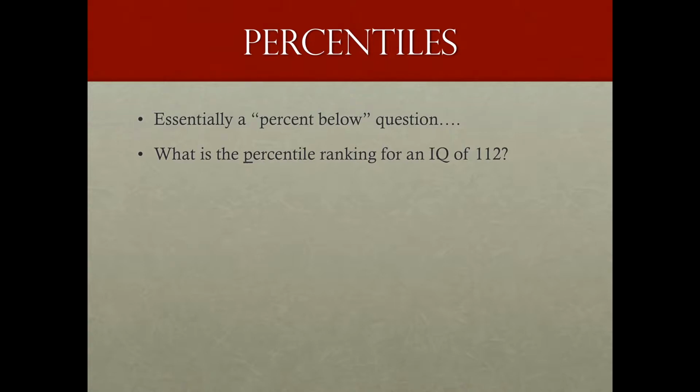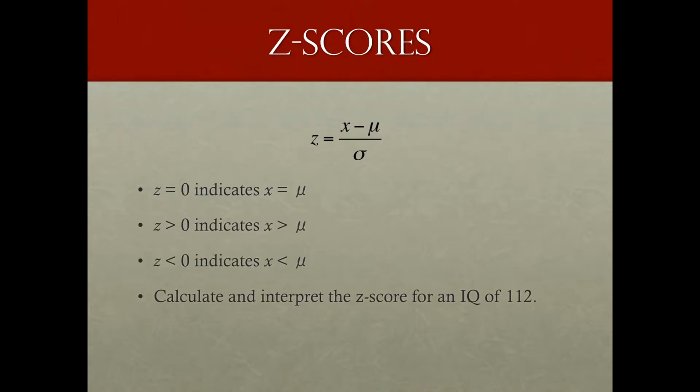Percentile rankings, something else that starts with a P, is essentially just asking you percent below, because percentile ranking is the percentage of scores at or below a particular score. So asking the percentile ranking for an IQ of 112 is equivalent to saying what percentage of scores is below 112.